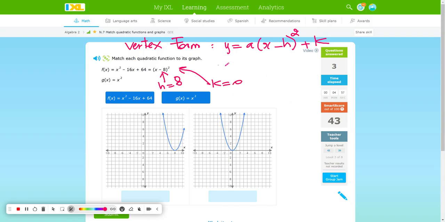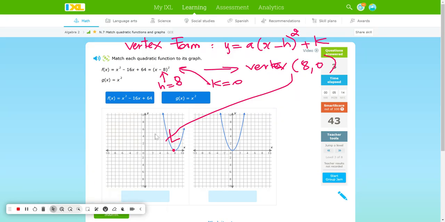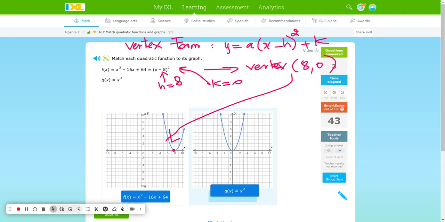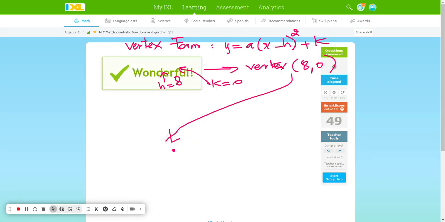So the vertex had to be at (8, 0) right there. You see that? It had to go to this graph right there. So I just drag the first one to right there. And of course the second one, this is the parent of quadratic, it's over here. So I submit. I should be correct.